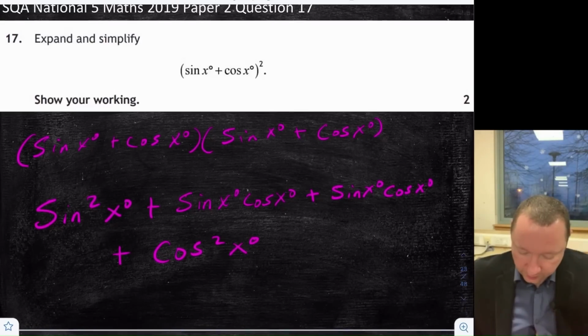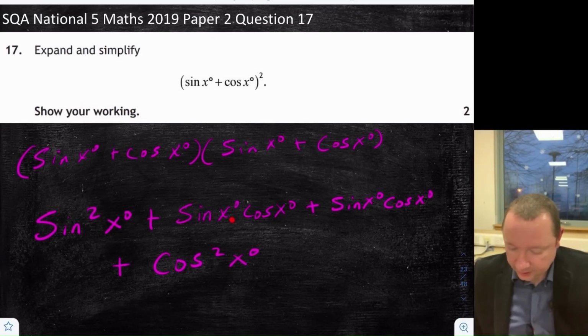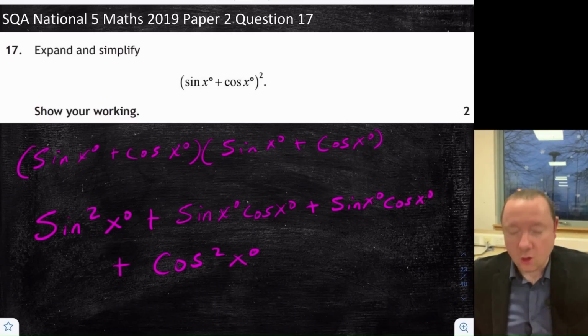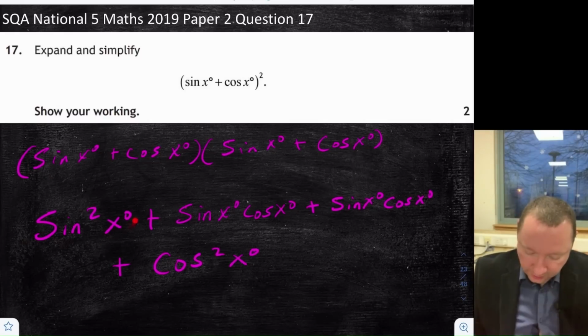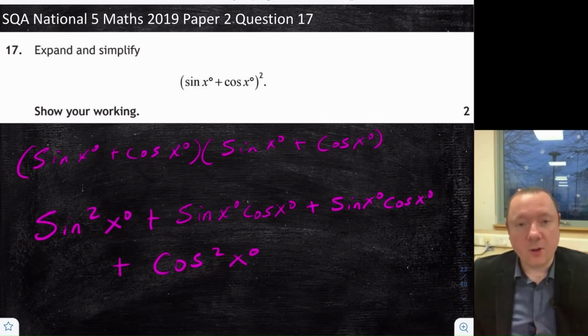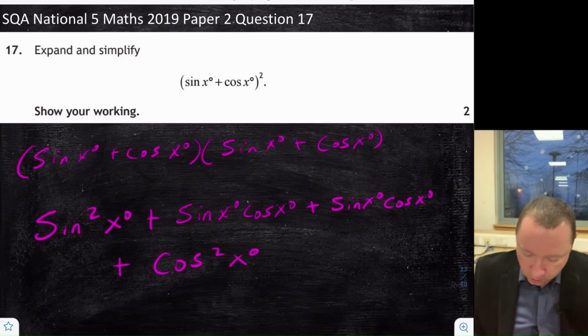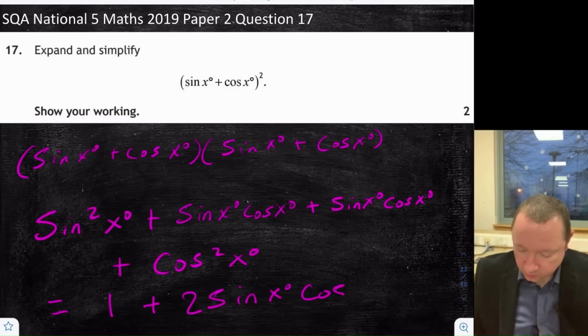So we need to tidy this up somehow. So we've got sin x cos x plus sin x cos x. That's 2 lots of sin x cos x. But we've also got sin squared plus cos squared. If you remember our trig identity, sin squared plus cos squared equals 1. So that all simplifies to 1 plus 2 lots of sin x cos x for our final answer.